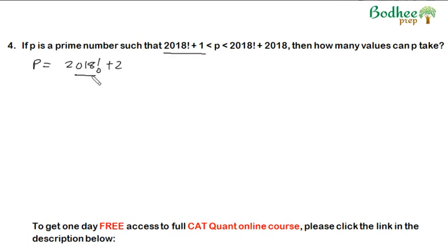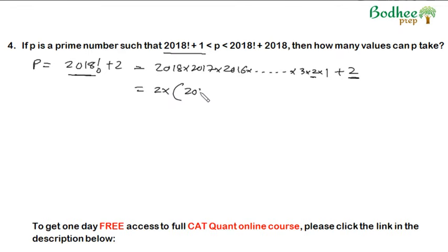Now we all know that this number is nothing but 2018 into 2017, and so forth, right? This thing is nothing but 2018 into 2017 into 2016, etc., till the last number like this, right? And plus we are taking it plus 2. Now just observe that, can we take 2 common from this expression? I can write this as 2 into (2018 into 2017, etc., till 3 into 1 plus 1), right? So we can say that p can be written as 2 into this, or I can say that 2 is a factor of p. So if 2 is a factor of p, then definitely p cannot be a prime number, right?